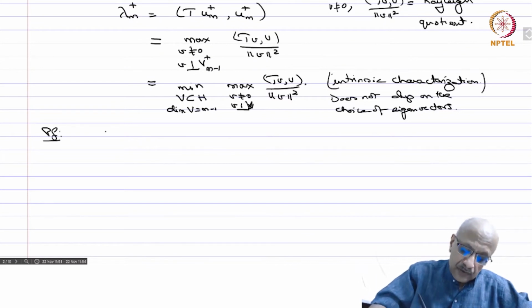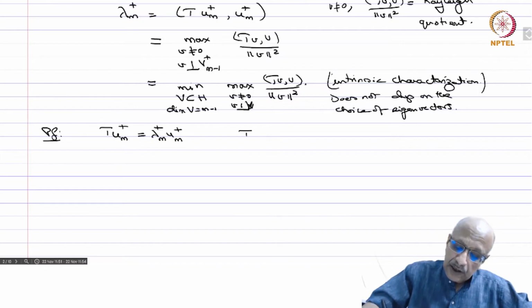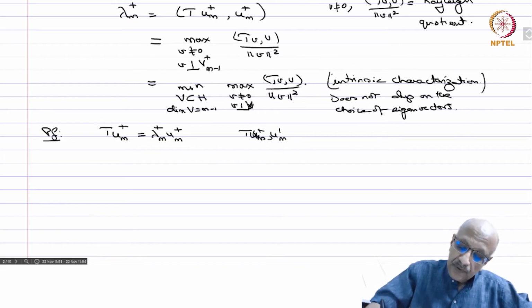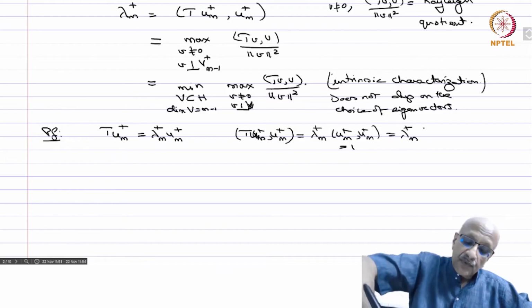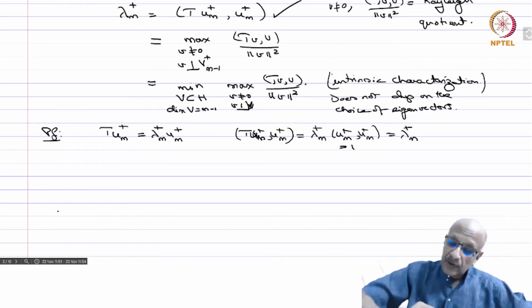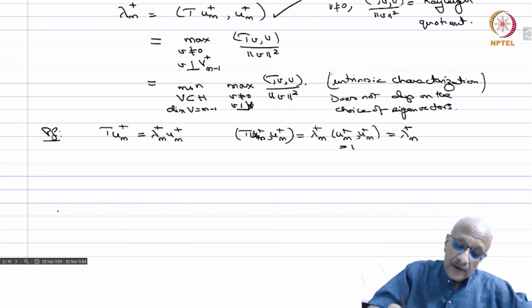First one is obvious. So you have T u_m^+ is lambda_m^+ u_m^+. So you take the inner product. So T u_m^+, u_m^+ is equal to lambda_m^+ times u_m^+, u_m^+, and this is equal to 1, and therefore that's equal to lambda_m^+. So that proves the first one. That's almost immediate.